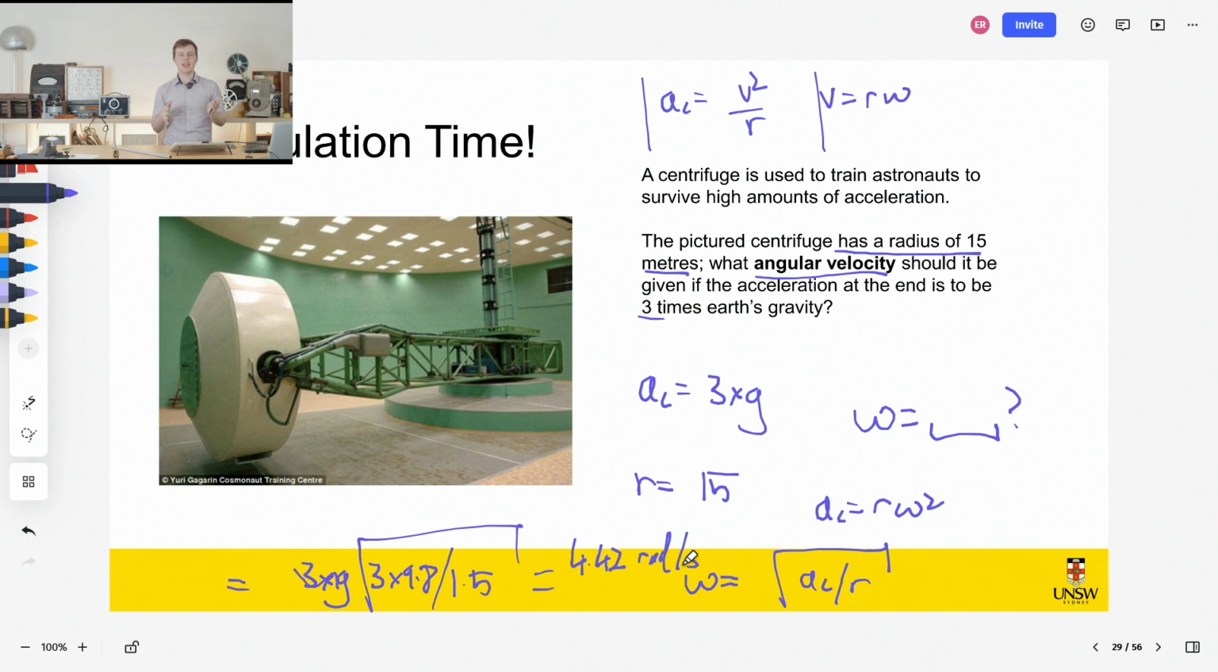So that's kinematics for rotation. In the next video, we're going to go over dynamics of rotation. We're going to look at forces. Centripetal force. It's not a real force, but we're going to look at it anyway.